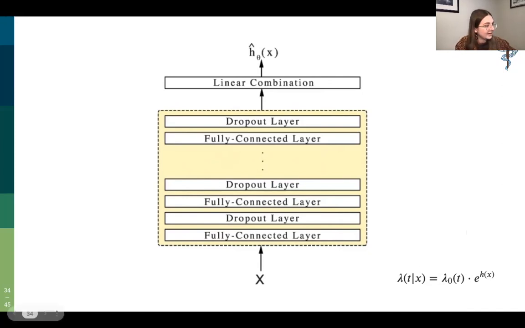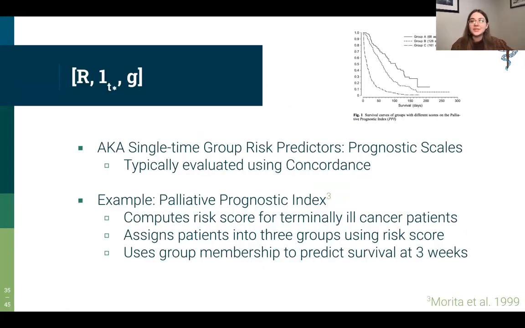I'll go to the next slide as well, if I can. Okay, so the next class of models I want to quickly talk about is the single time group risk predictors, also called prognostic scales. Again, because of that risk, they're typically evaluated using concordance. An example here is the palliative prognostic index, which computes a risk score for terminally ill cancer patients. Based on those risk scores, you can group patients into different clusters, and then based on that group membership, you can predict survival at 3 weeks.